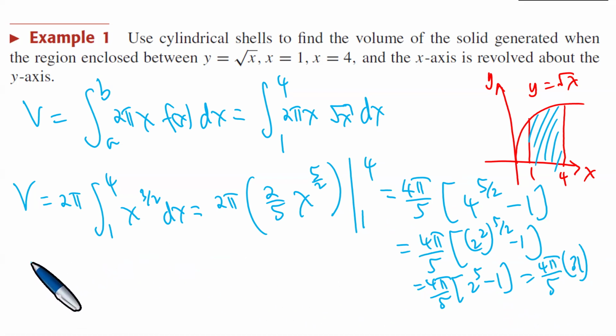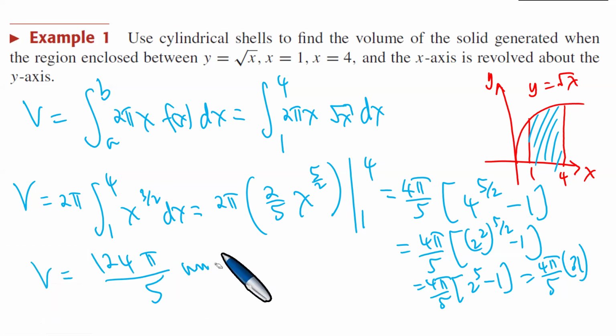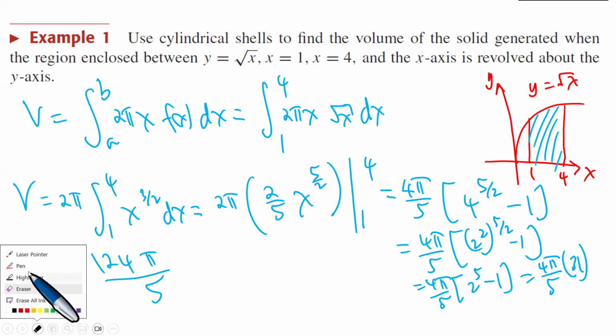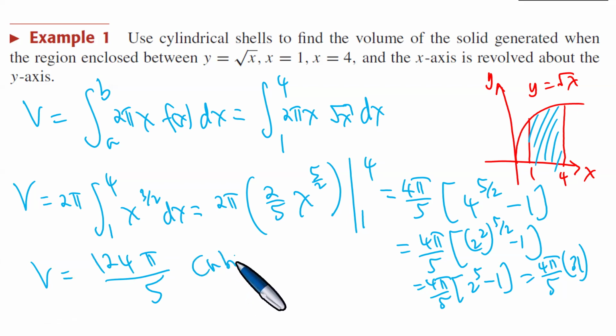Right, so the volume is 4 pi times 31, which is 124 over 5. Units, can I say cubic units? Cubic units.